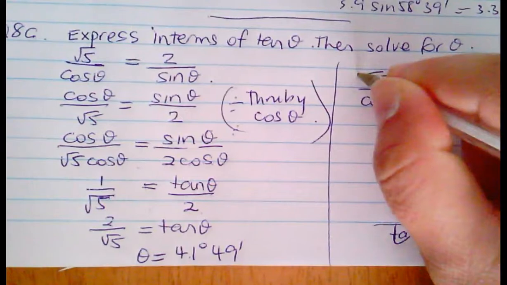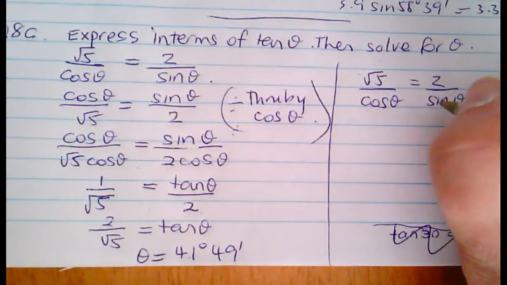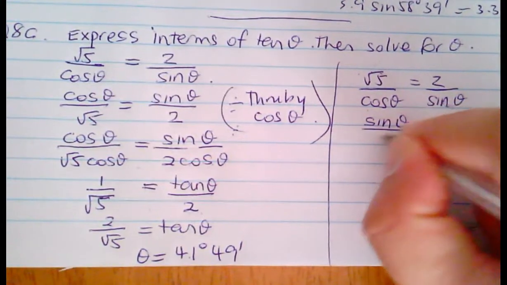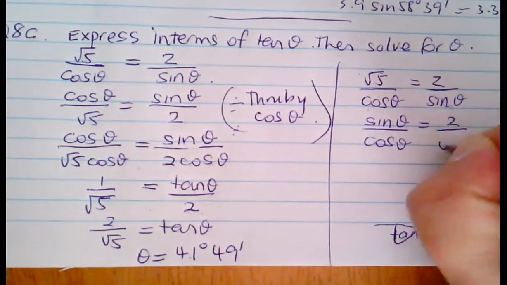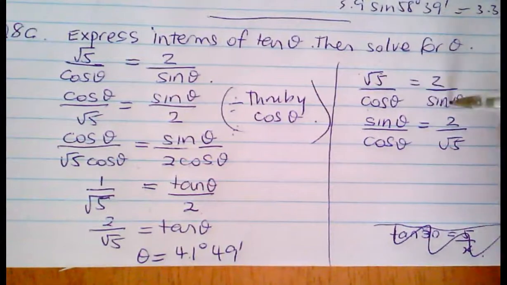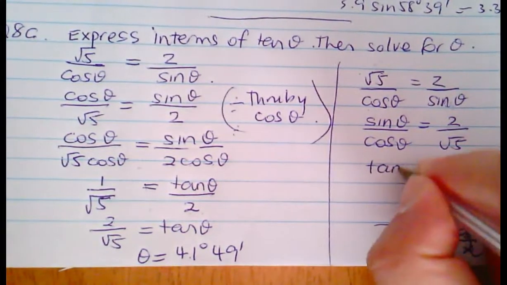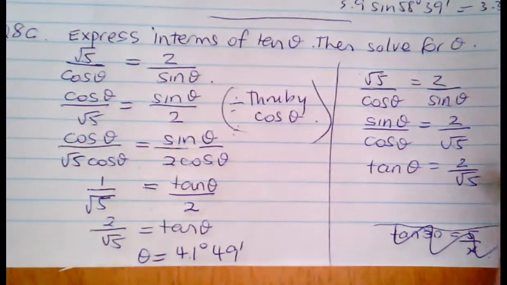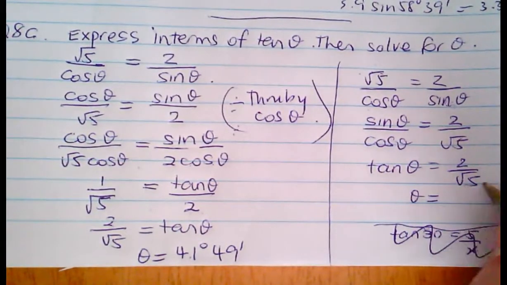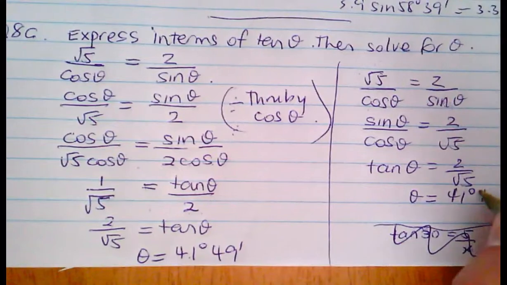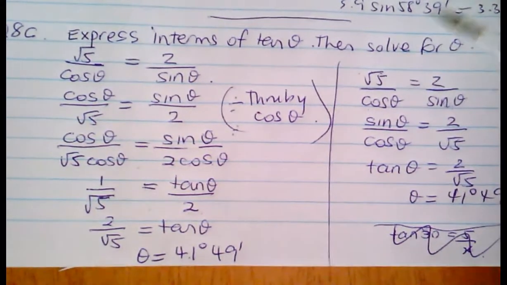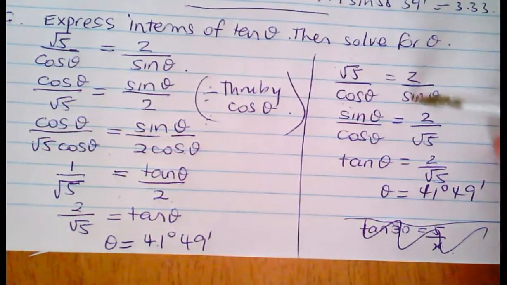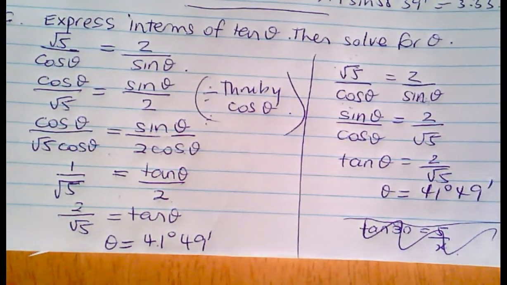So I'm going to swap, because I want sine theta over cos theta, because that equals tan theta. So why don't I swap the sine theta with the root 5? So I've got sine theta over cos theta equals 2 over root 5. All I've done is put the sine theta up here and the root 5 down there. Well, sine theta over cos theta is tan theta, and tan theta is 2 over root 5, and so therefore theta is just tan to the minus 1 of 2 on root 5, which is 41 degrees, 49 minutes. So you can only do this if you have fraction equals fraction, where you can swap diagonally across the equal sign between numerator and denominator.